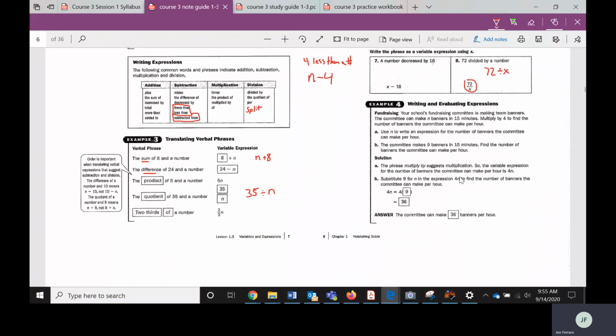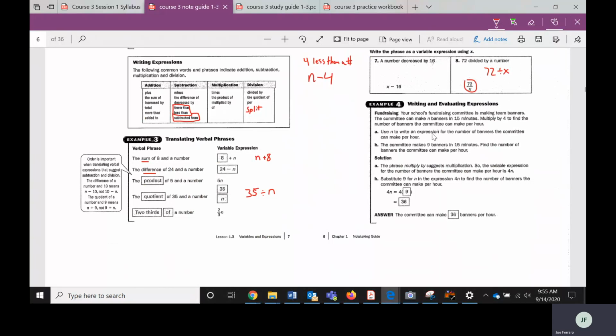All right, last problem in the note-taking guide. Let's take a look here. It says your school's fundraising committee is making team banners. The committee can make n banners in 15 minutes. It says multiply by 4 to find out the number of banners the committee can make per hour. Okay, that's because 15 times 4 is 60, so that would give you 60 minutes. So anything you can do in 15 minutes, if you multiply by 4, if you can keep up the same rate, would give you how many in an hour.